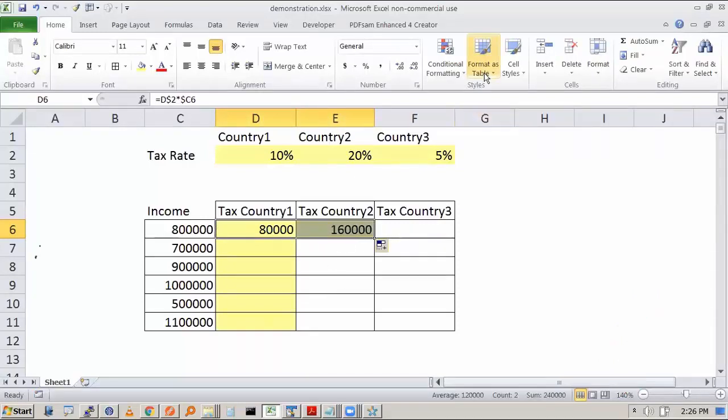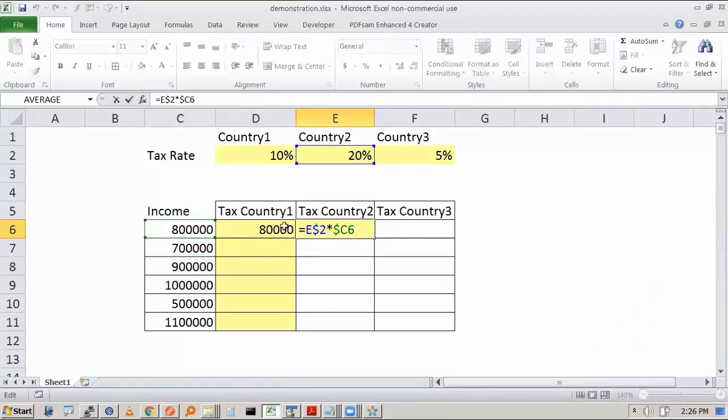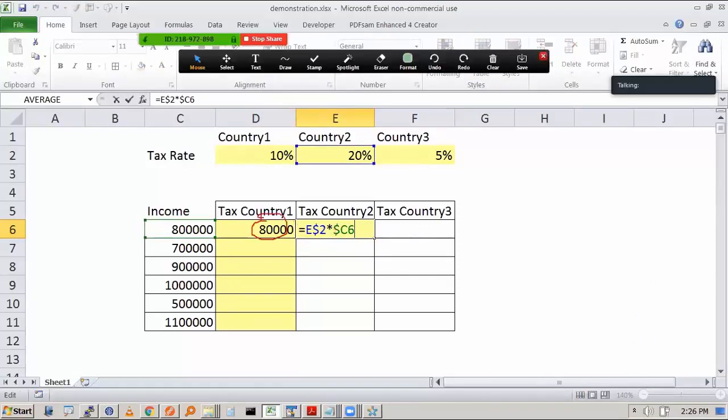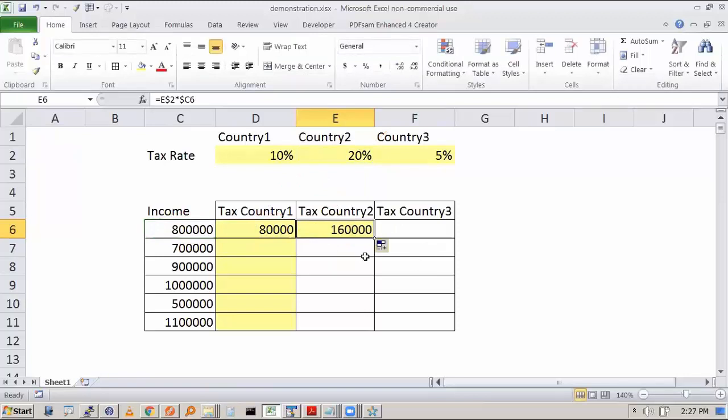So when I drag it, what will happen? So this D has become E. So $2 has become $2, which is correct. But C6 would have become D6, but it is not happening because we have fixed it. So C will remain as C. It is not going to change. Okay. Now with that, these two change. Okay, you can see that.